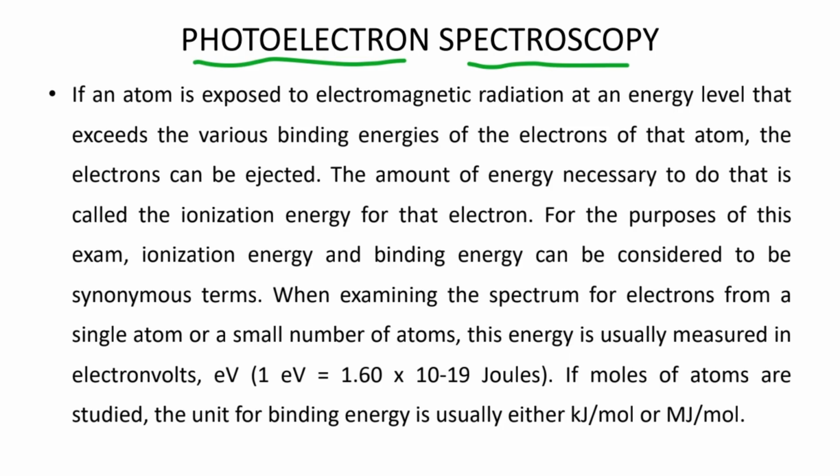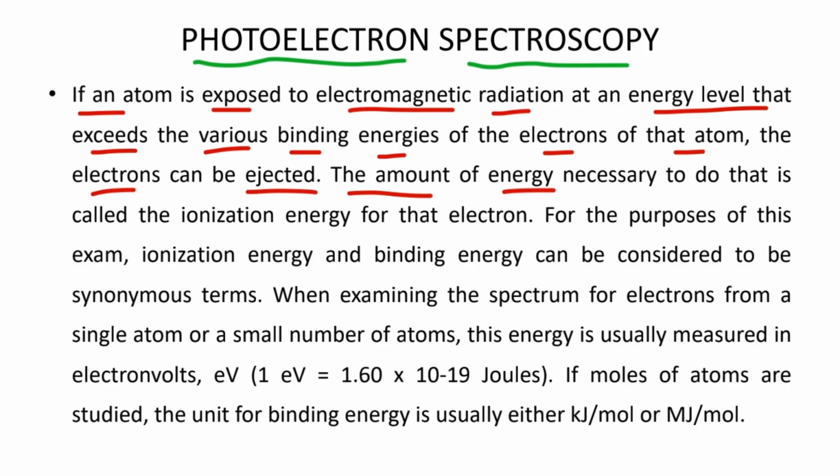Photoelectron spectroscopy. It is one of the most important topics in this chapter. Again, it is called photoelectron spectroscopy. If an atom is exposed to electromagnetic radiation at an energy level that exceeds the various binding energies of the electrons of the atom, the electron can be ejected out of the atom. The amount of energy necessary to do that is called the ionization energy. Again, what do we mean by ionization energy? It is the amount of energy needed to eject an electron from an atom.